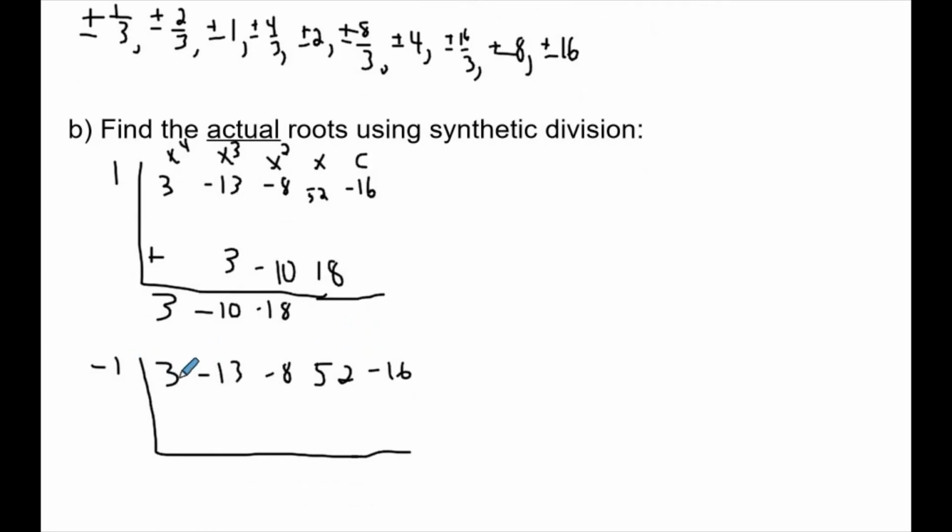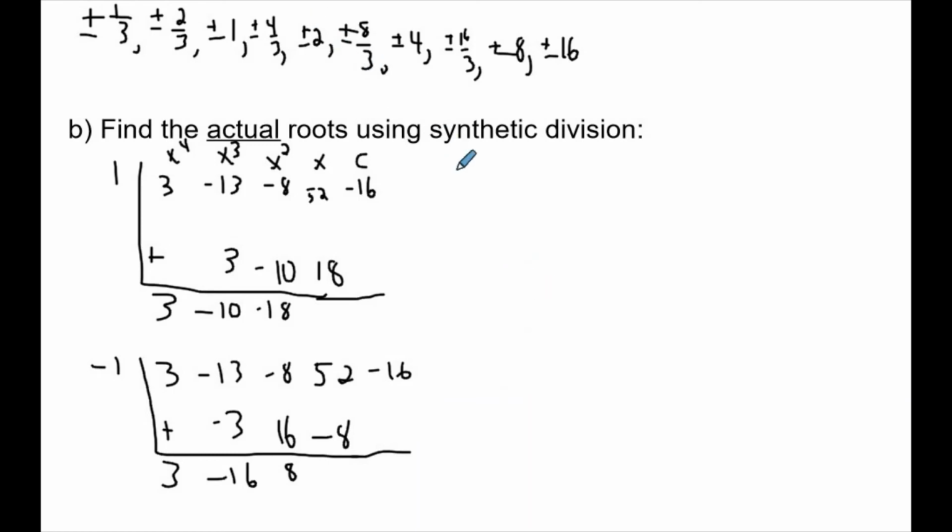Let's take a look at -1. So 3 plus nothing is 3. Times this would be -3, and then -16, 16. Here we would have 8. Then -8, there's no way that's canceling out 16.